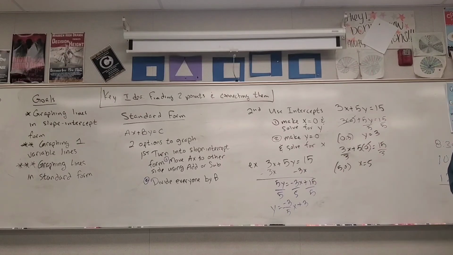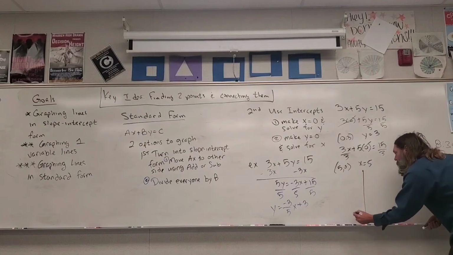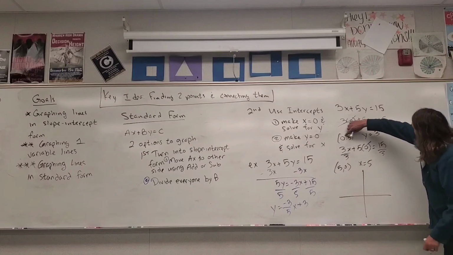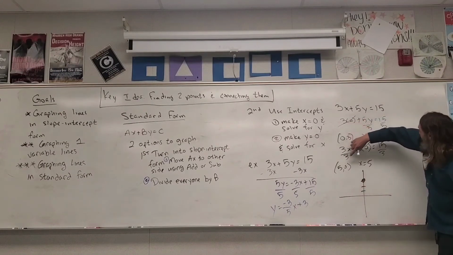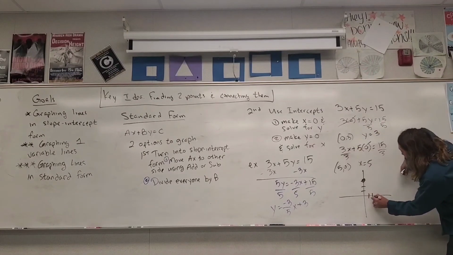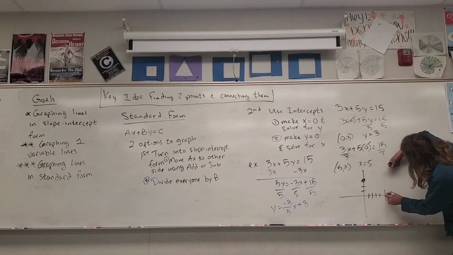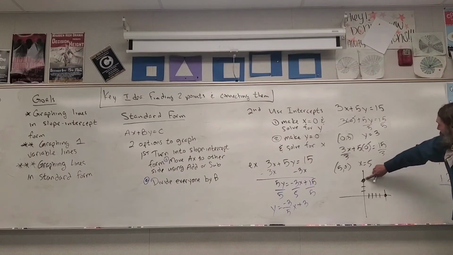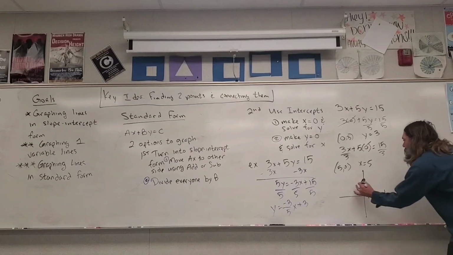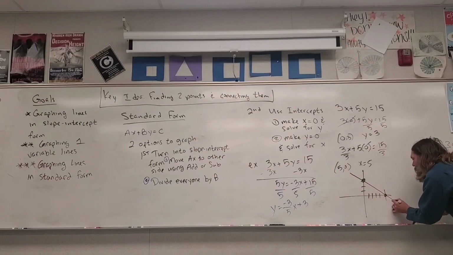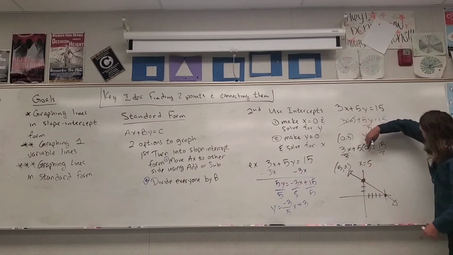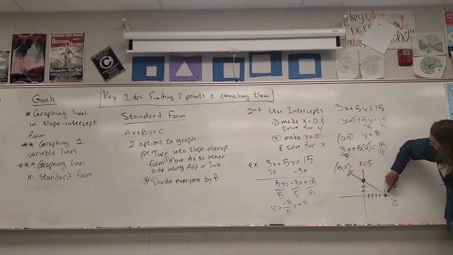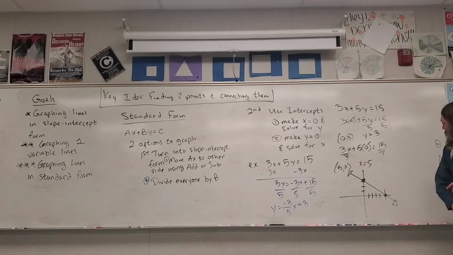So let me plot these points and connect them. I go 0 to the left and right, and I go up 3, and I go 5 to the right and up 0. So that's my y-intercept, that's my x-intercept, and when I connect the dots, I get this. Now, these are called intercepts because this is where the line intercepts the y-axis and the x-axis. Okay, and we'll talk a little bit more about that later.